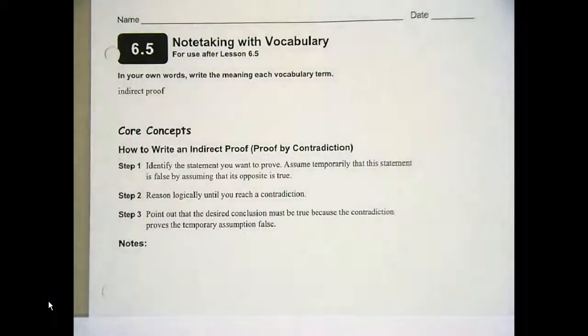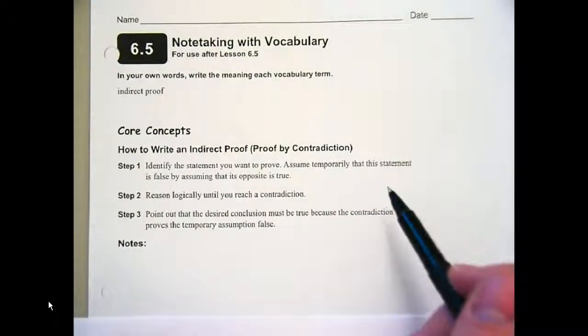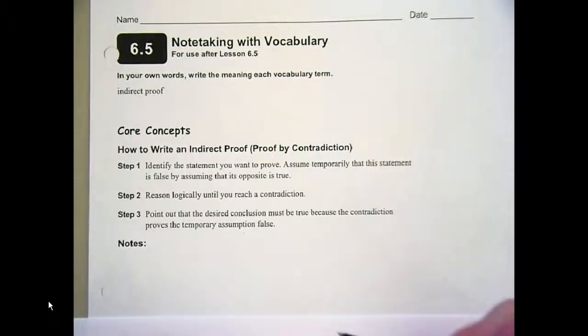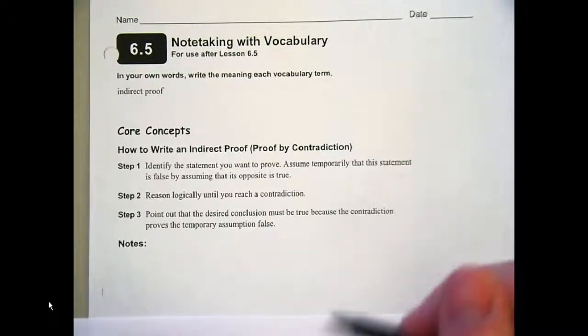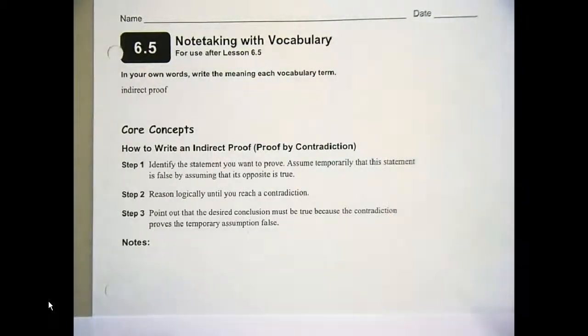So to write an indirect proof, you first have to identify the statement you want to prove, which is usually pretty easy. The weird part is you're going to assume temporarily that the statement you're trying to prove is false. So if I say, hey, prove that this triangle is congruent to that triangle, or prove that parallel lines can never cross, then we're going to start by saying, well, parallel lines do cross.